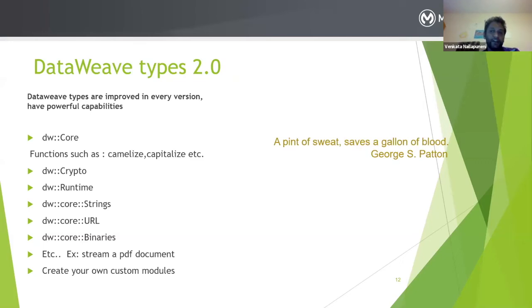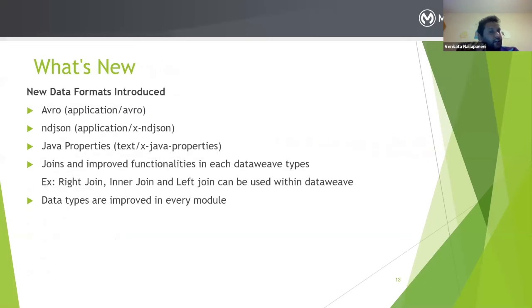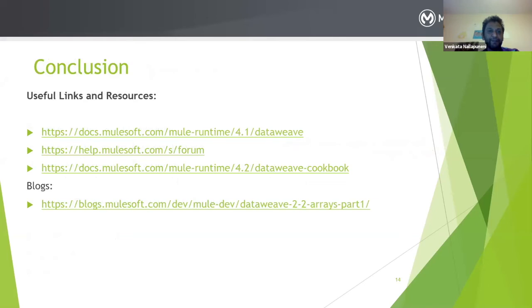So we can do a lot with this improved DataWeave 2. For the new data formats, I can see Avro. Not sure most of us work with Avro, but that's an added advantage, like NDJSON and Java properties. Like I said, those joins can be used within DataWeave as well. And quite a lot of modules were added recently as well.